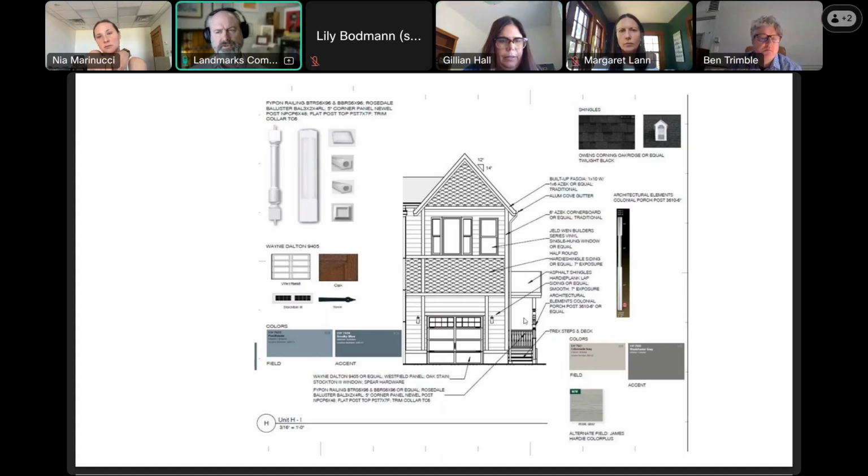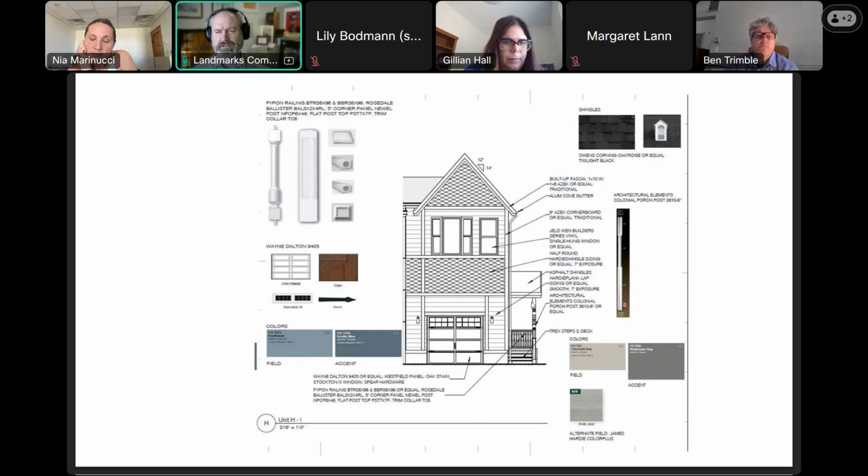It would help if the little stoop became sort of a side porch, and the entrance to it was proud of the front of the house, and maybe it was more of a shed roof angling down or something that made it feel like a side porch that just happens to have a door on the side of the house.